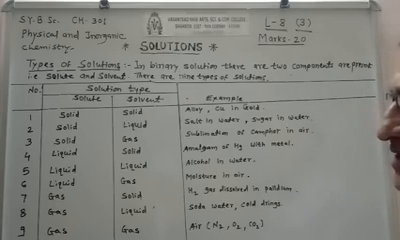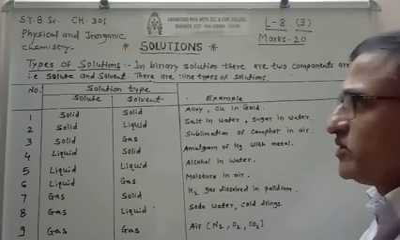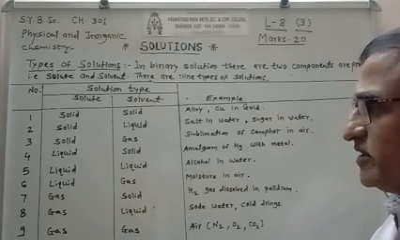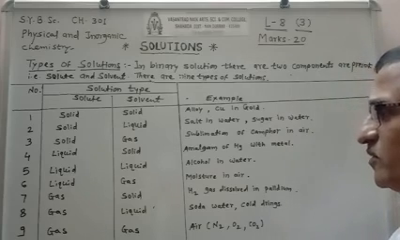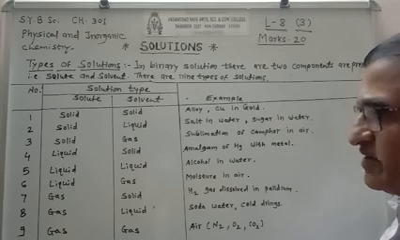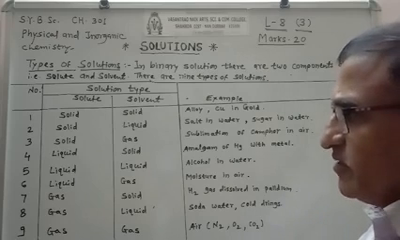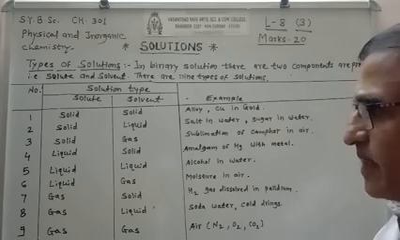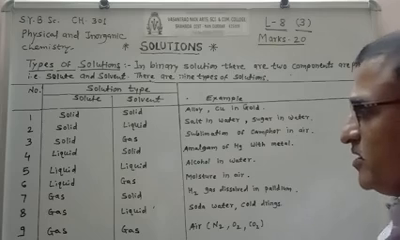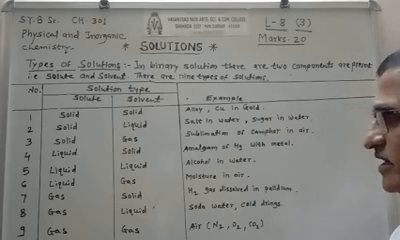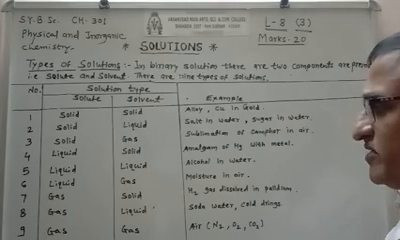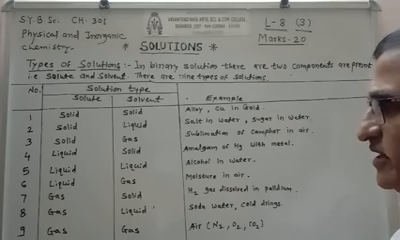Then the fifth type is liquid, liquid. So solute is liquid and solvent is also liquid. An example for this is alcohol in water. So both are liquids. The sixth type is liquid, gas. So here solute is liquid and solvent is gas. For example, moisture in air. In the rainy season, we see the moisture in air.